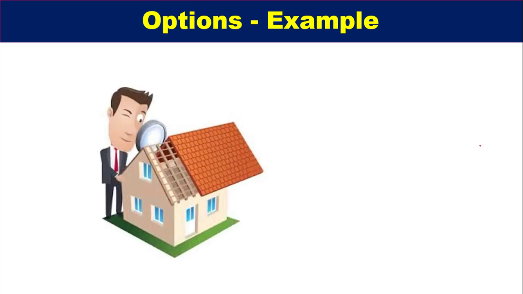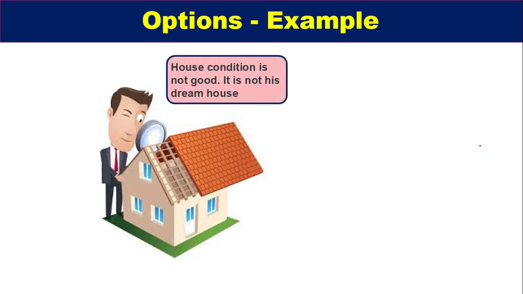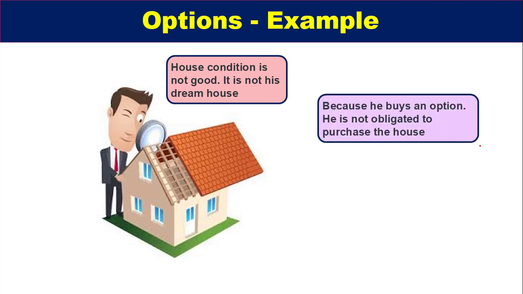Now, suppose the second condition happens. After inspecting the house, the option buyer came to know that the house condition is not good, and it is not the house that he dreamed of. So what will happen now? Okay, in case of an option, because he bought an option, he is not obligated to purchase the house.